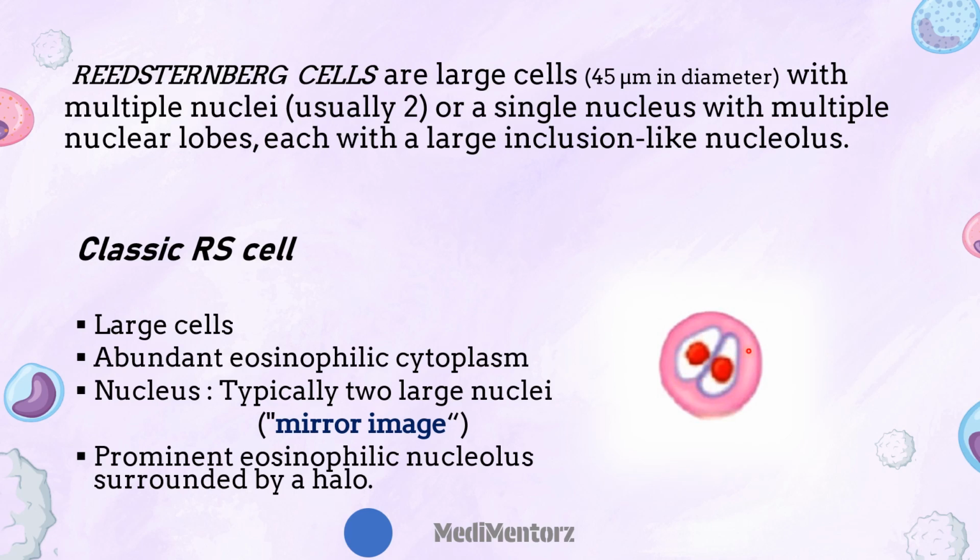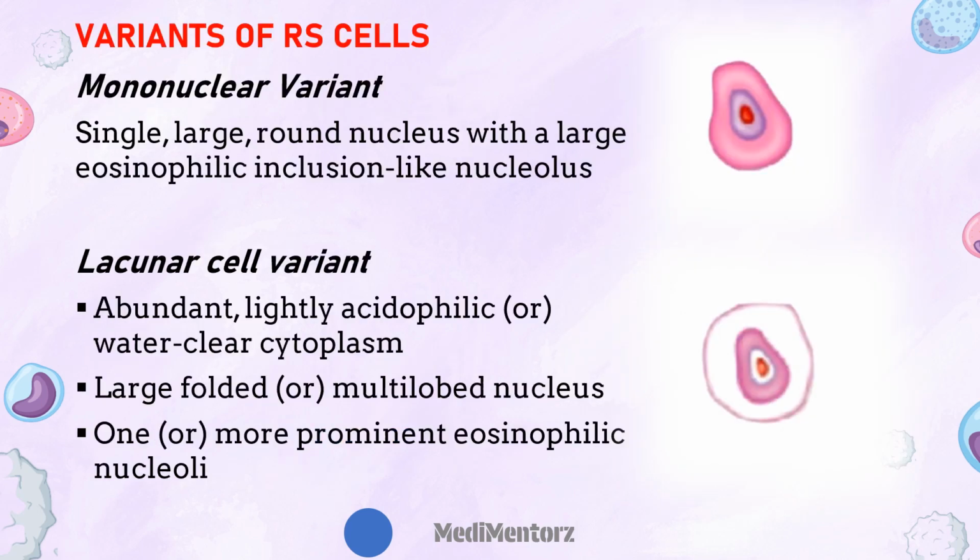There are also some other variants of Reed-Sternberg cells. Mononuclear variant: it just contains a single large round nucleus with a large eosinophilic inclusion-like nucleolus. Next is the lacunar variant. It consists of water-clear cytoplasm, and a large folded nucleus with one or more prominent nucleoli. Next is the mummified cell variant.